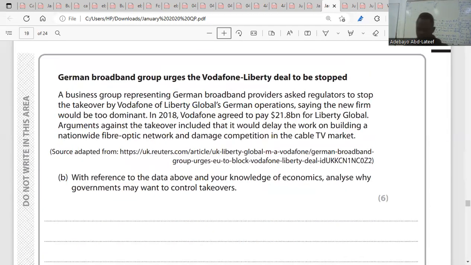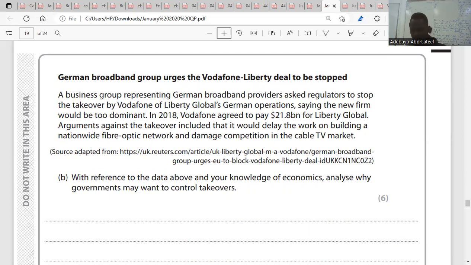Then we have, yeah, please. German broadband group urges the Vodafone Liberty deal to be stopped. Who's going to read for me? Okay, please read. Page 19, can you get it? Yeah, please read. Be fast about it, okay?